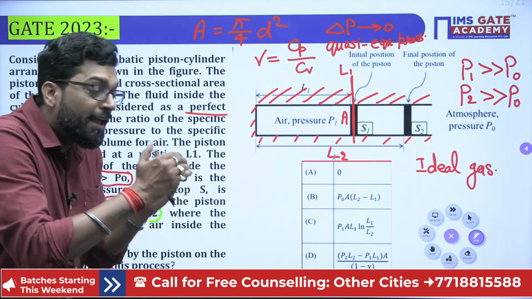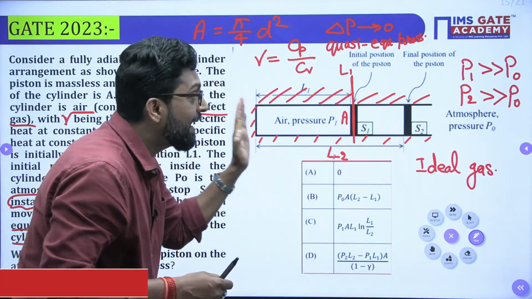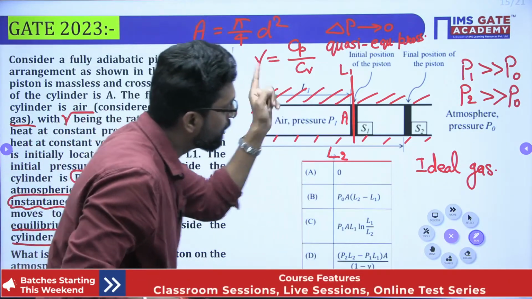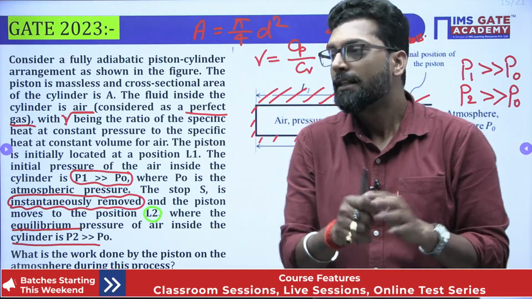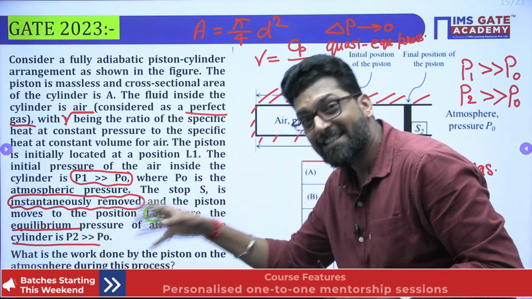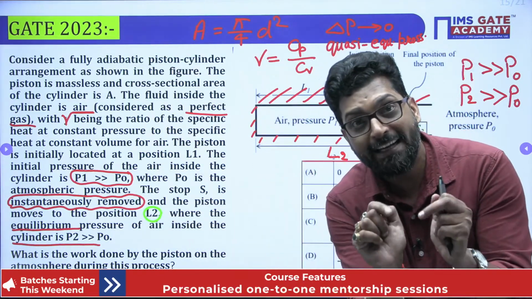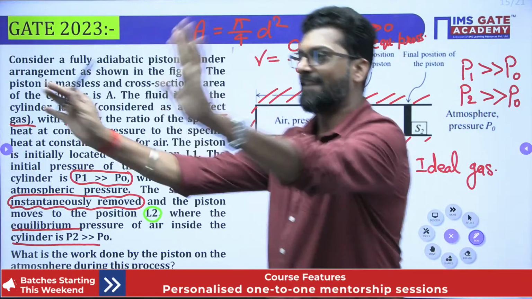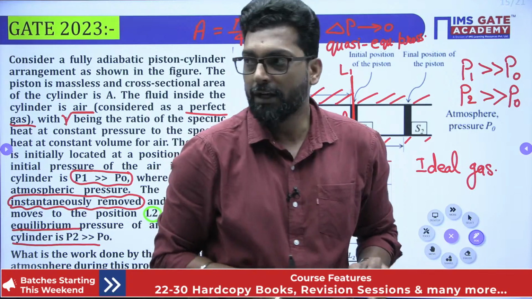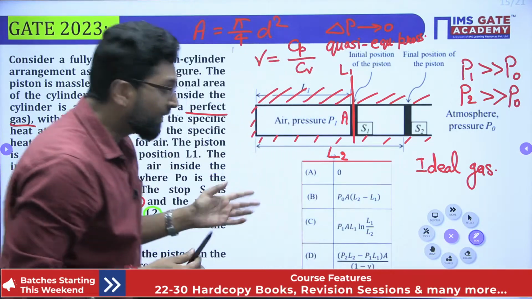So what is the work done? That means how much work did we have to do to displace this atmospheric air, from L1 to L2. That is the question. What is the work required to displace the atmospheric air from L1 to L2? That's it. So what is the work required?